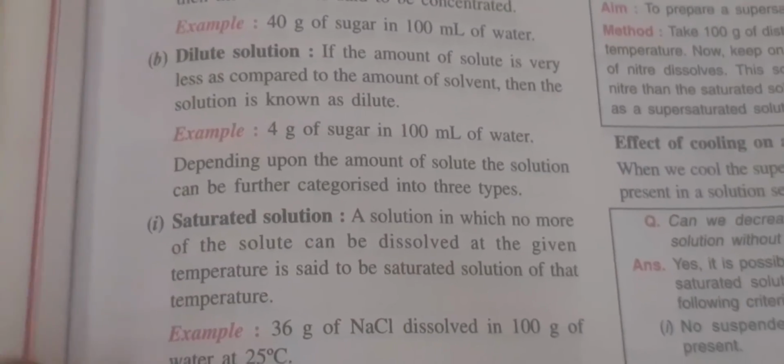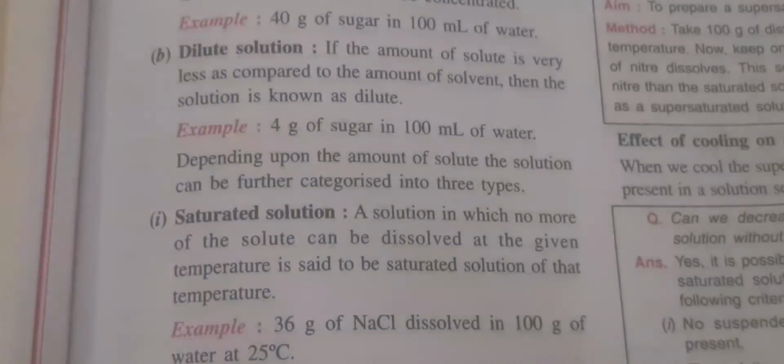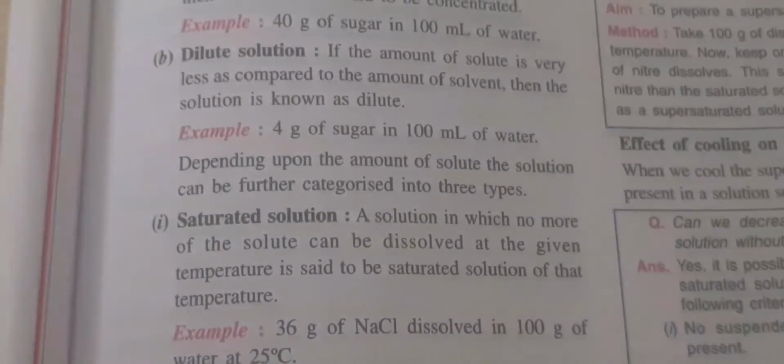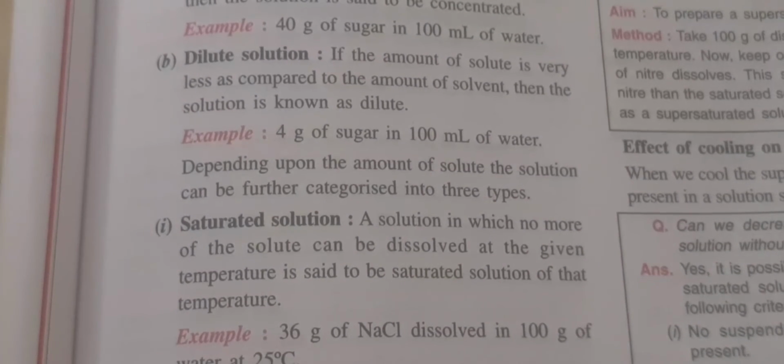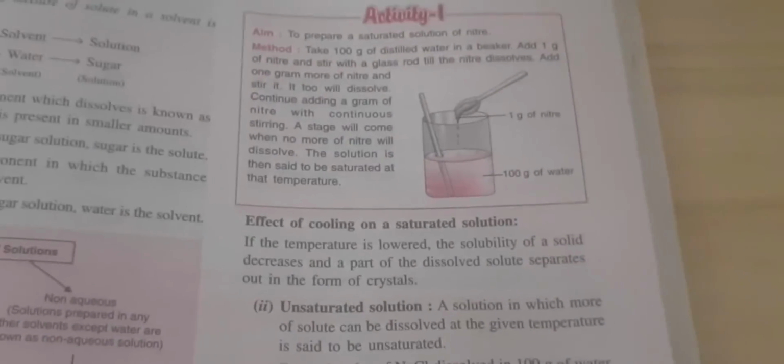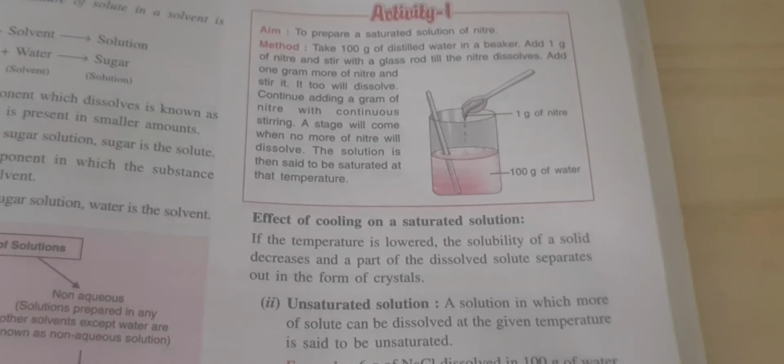Then we have saturated solutions. A solution in which, as we keep adding solute, a time will come when no more solute can dissolve. We'll say that the solution has reached a condition where no more solute can be added. That is a saturated solution. Now there is an activity on how to make a saturated solution. We'll take a beaker with 100 grams of water and start adding potassium nitrate to it. One spoon of potassium nitrate, then I'll stir it properly. Then one more gram will dissolve slowly. After a stage, no more nitre will dissolve. If I add one spoon, it will not dissolve, and I can see it at the bottom of the beaker. I'll say that the solution is saturated at that given temperature.